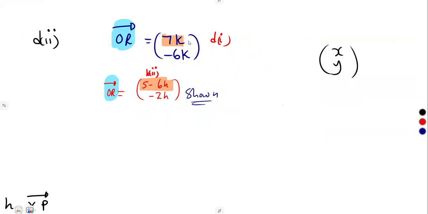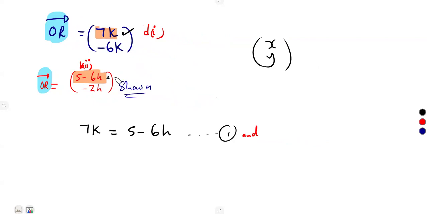So it means the x of here and the x of here, they are equal. So you can form an equation. So it follows that 7k is equal to 5 minus 6h. All right, that's an equation that you have formulated. And on the other end, it follows that here, the part of y, the second part, minus 6k and minus 2h, they are equal.